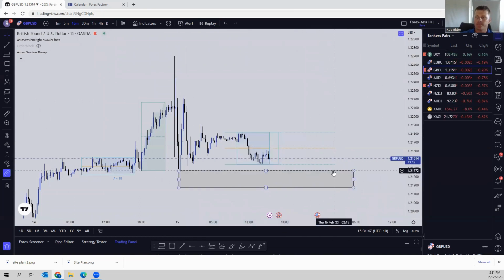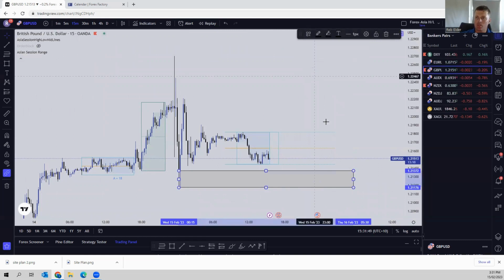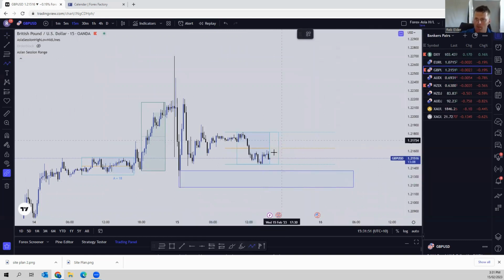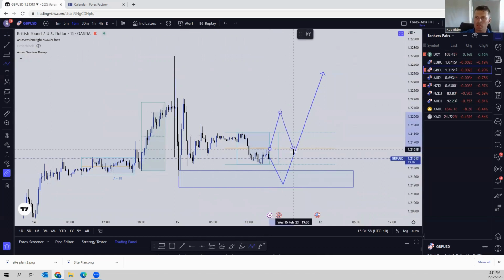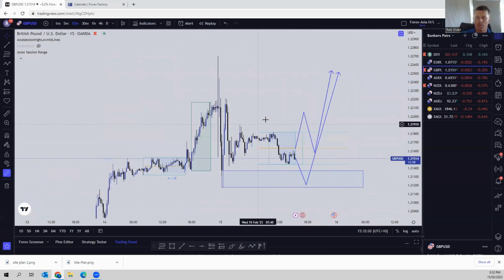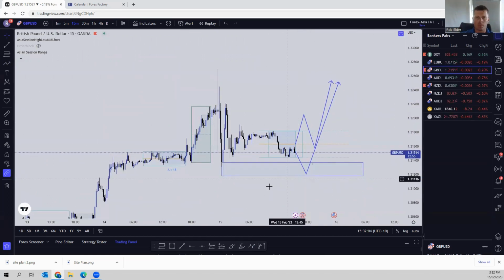So that could be an option for today, going long, or we look for a break above the highs, come back, retest internal, and then go long on GBP USD here at the moment.